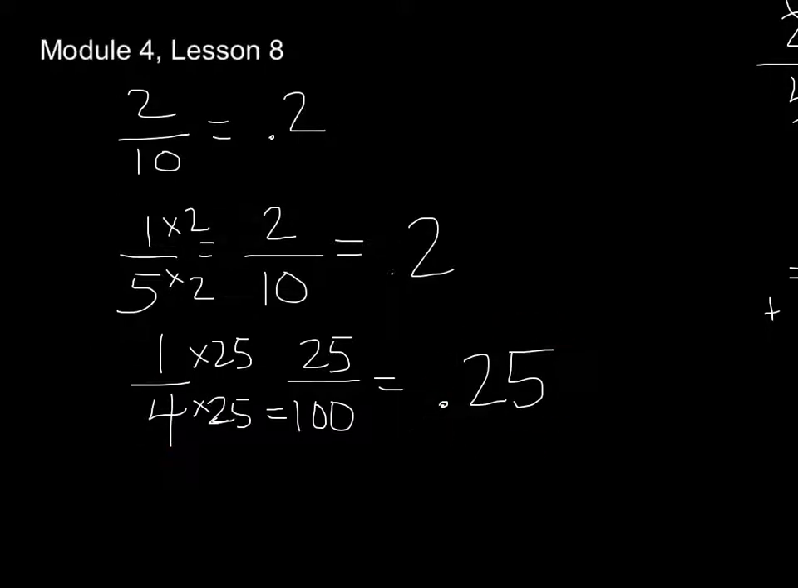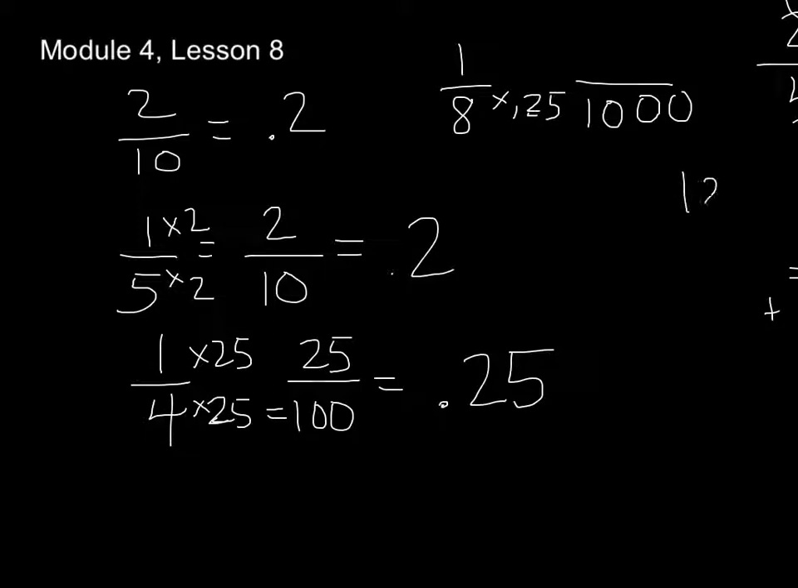I'll show you one more. 1/8. I cannot easily go from 8 to 10. There's nothing I can multiply times 8 to get 10. And in fact, there's nothing I can multiply times 8 to get 100. But I could turn it into 1,000 times 125. If you don't believe me, you can check that. 125 times 8.